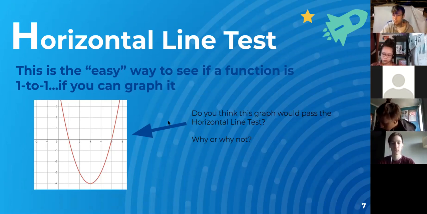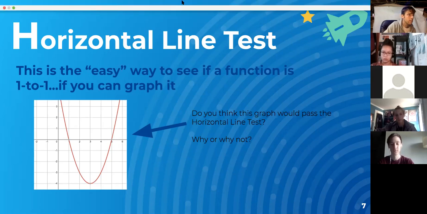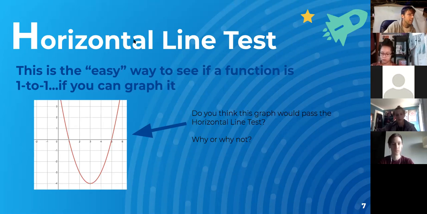Here we've got another graph. Looks like a parabola. Do you think this graph's going to pass the horizontal line test? No. Seeing some head shaking, heard a no. It doesn't, right? Why does this not pass the horizontal line test? If you put a line horizontally across the graph, it would reach 2 points. But what if I do something like draw my horizontal line here? Doesn't it only touch it once?